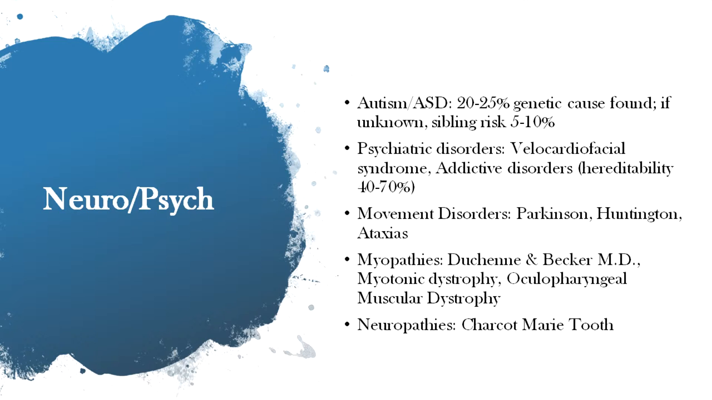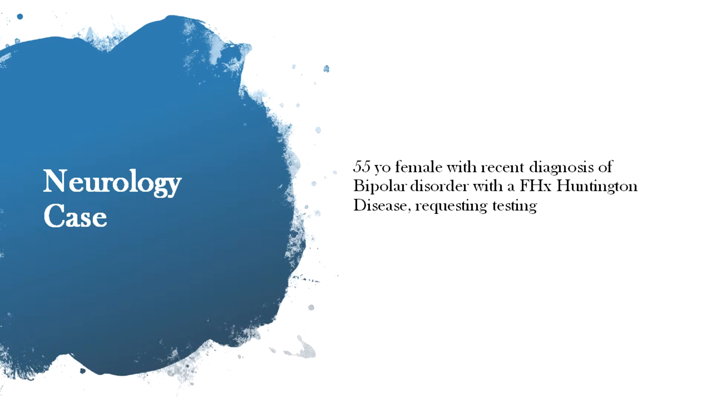Movement disorders like Parkinson, Huntington, and various ataxias, your myopathies, the X-linked Duchenne and Becker muscular dystrophy, oculopharyngeal muscular dystrophy, and myotonic dystrophy, and neuropathies like Charcot-Marie-Tooth. So giving you one example for neurology.